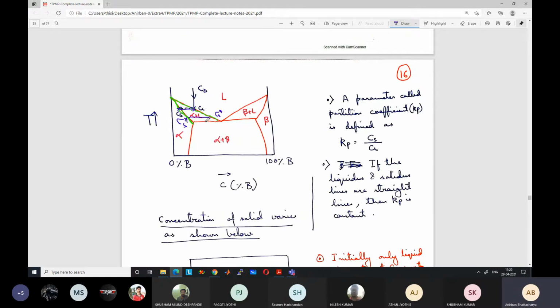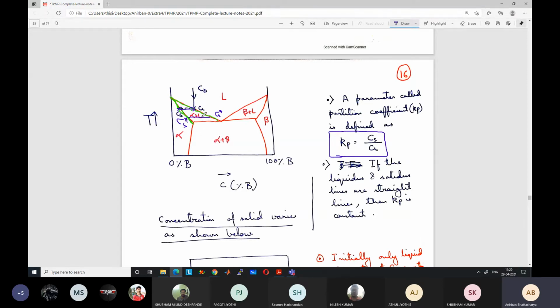If we assume that these lines have constant slope, that they are straight lines, then we can define a partition coefficient Kp as Cs by Cl. This Kp remains constant at whatever position on the liquidus or solidus line. So Kp will also be equal to Cs star by Cl star, because the lines are straight and their slopes remain constant. So this ratio Cs by Cl always remains constant.